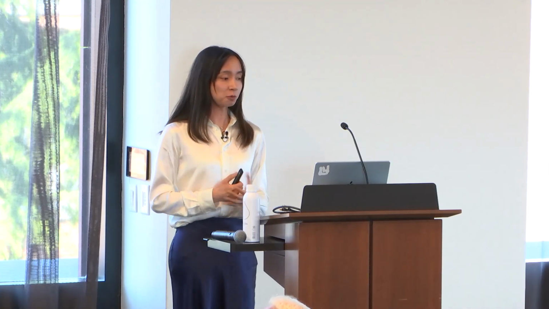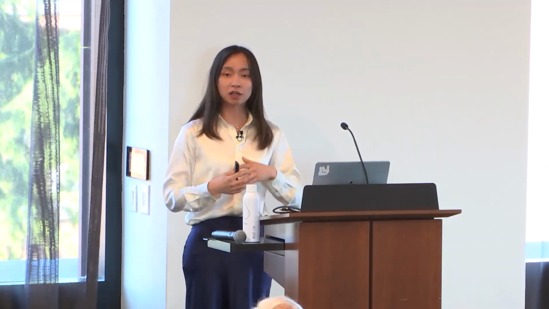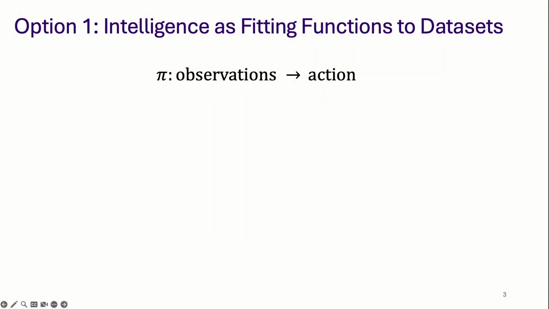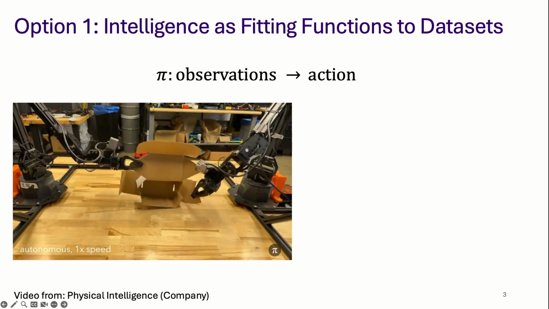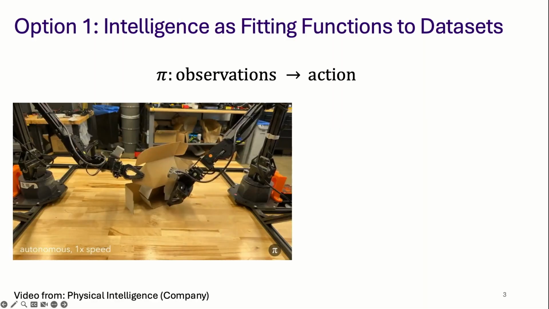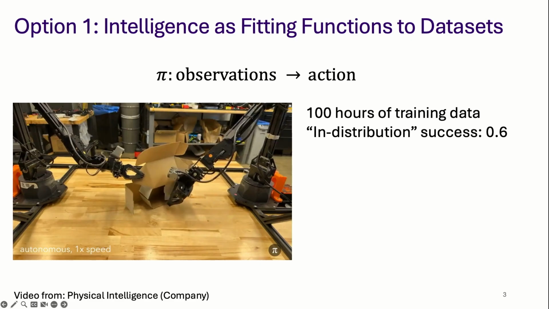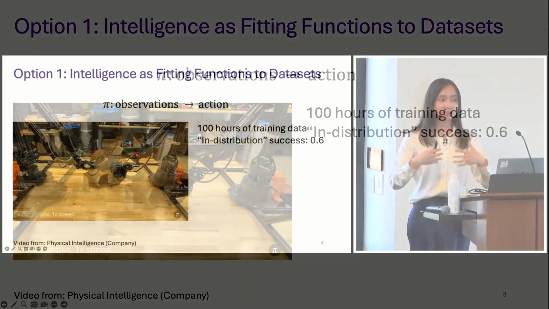I would argue one of the first options that we can consider is to think about intelligence as fitting functions to data sets. So we start with the high-level understanding of wanting to build a policy pi that takes in all the historical observations as input, and outputs the next action to take. With that approach, we can collect some data and train a function that approximates that from a data set. This is a video released by a company called Physical Intelligence recently. They are training their robot to fold a box. If you look at some of the technical specs, it requires 100 hours of training data for training the robot on just folding this particular box. And if you apply the same policy on a similar box, you get a success rate of around 60%.